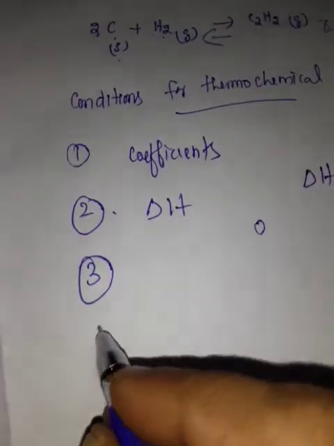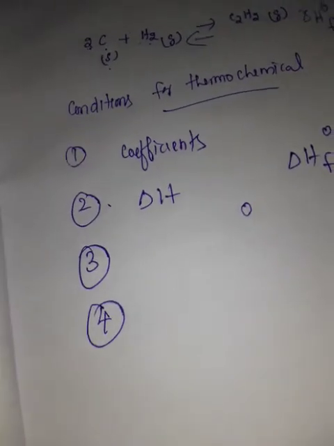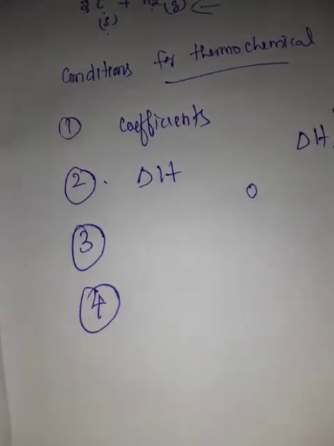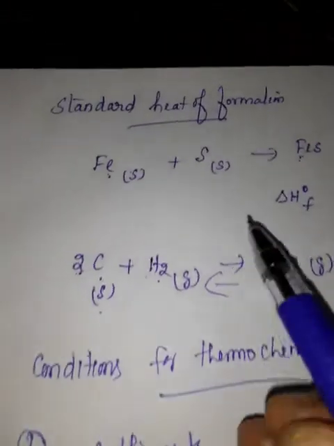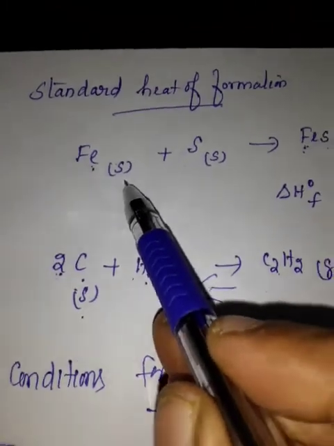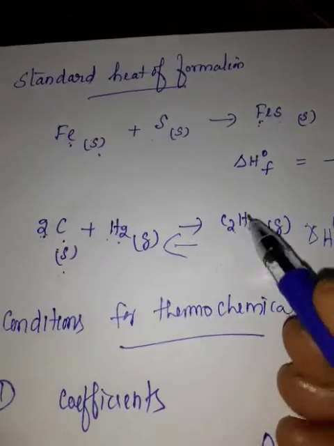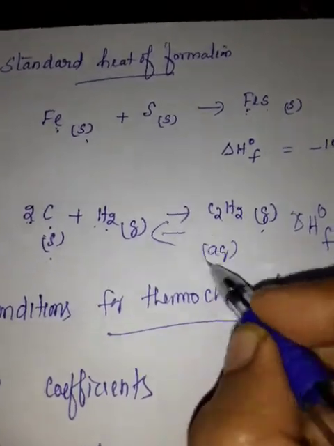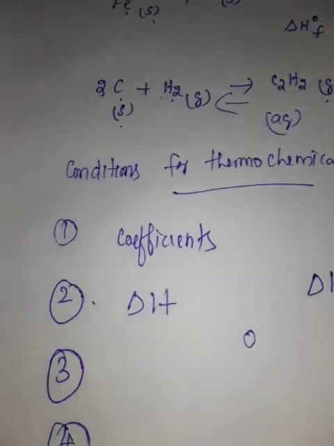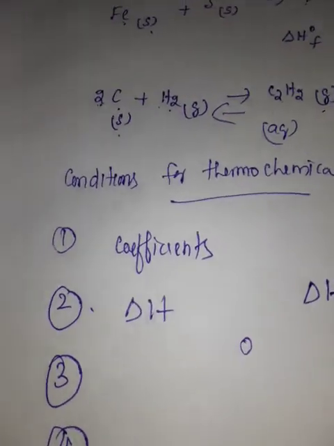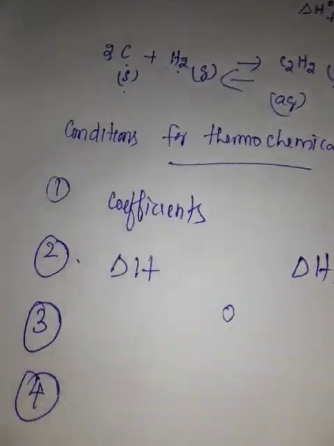Fourth one. The physical states, for example gas, liquid, aqueous, solid, should be kept in brackets. For example, I wrote here S means solid, G means gas, AQ means aqueous; like this you have to mention. The physical states of all species are important and should be specified in a thermochemical equation. This is the fourth point.